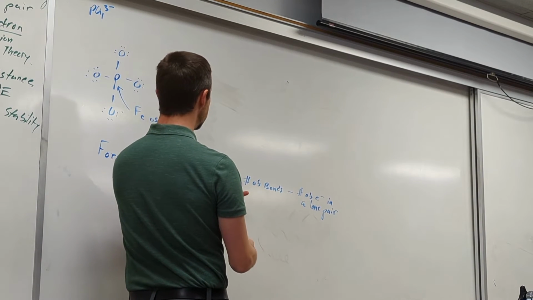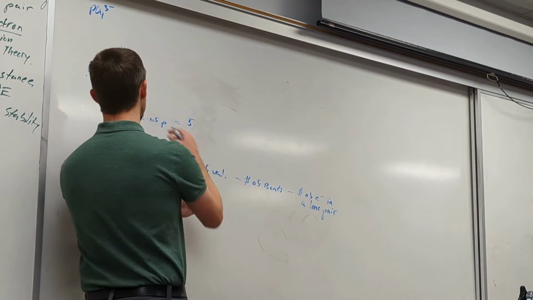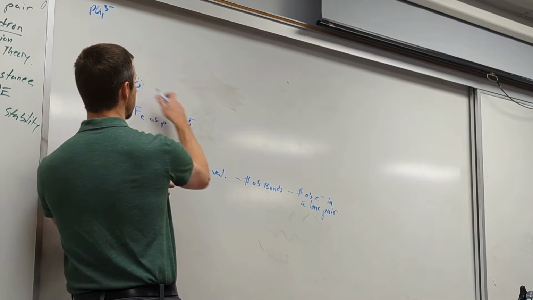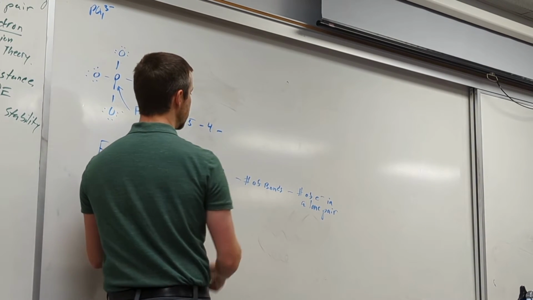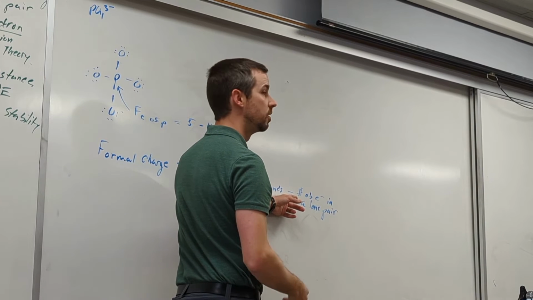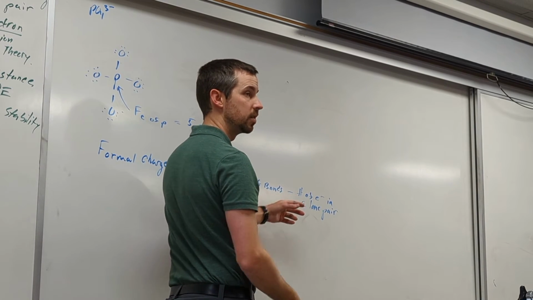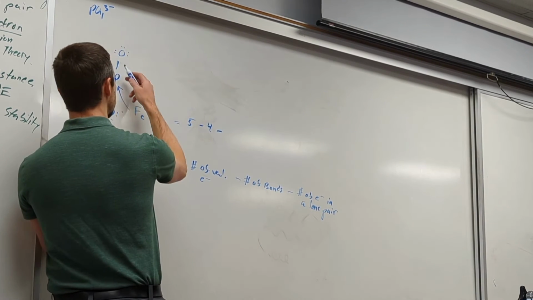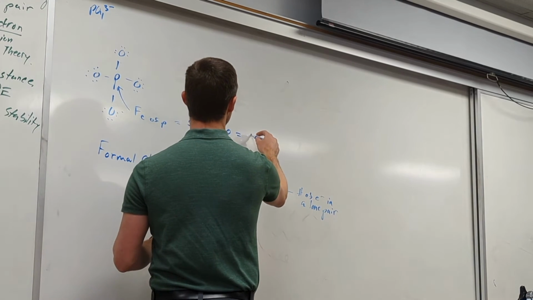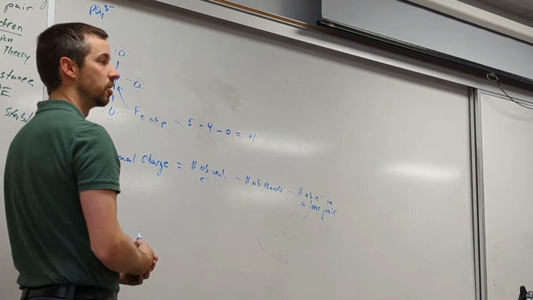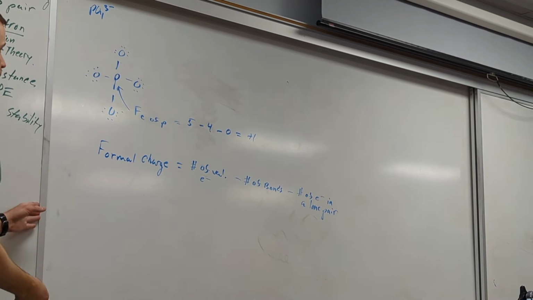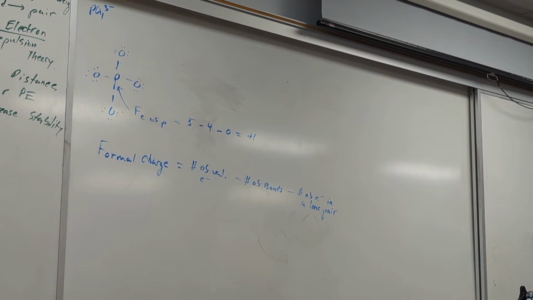The number of bonds on the phosphorus atom, 1, 2, 3, 4, right? Minus the number of lone pairs on the phosphorus atom, right? Because we're just talking about phosphorus. So there are no lone pairs around the phosphorus atom. So that's a positive 1 charge. Positive 1 formal charge. Now, what is a formal charge?